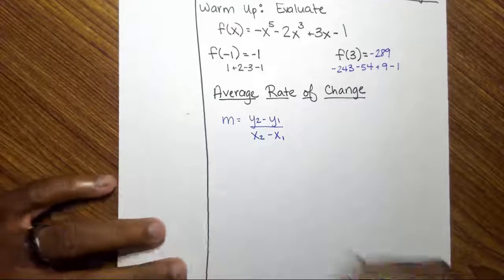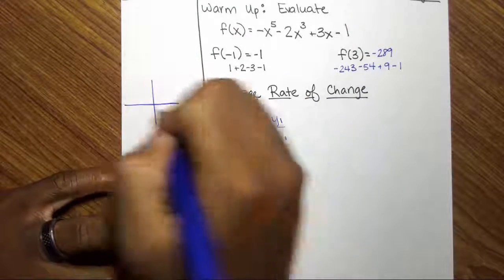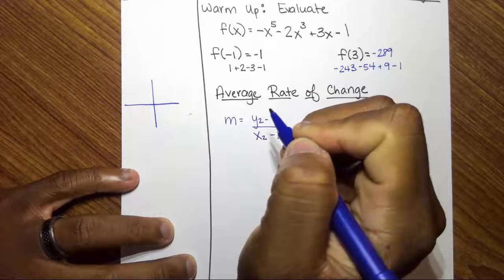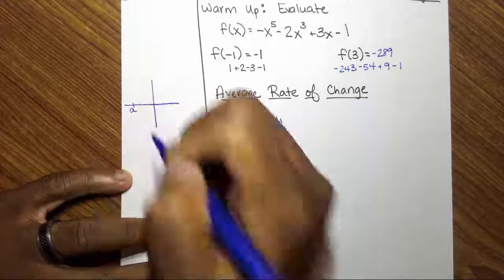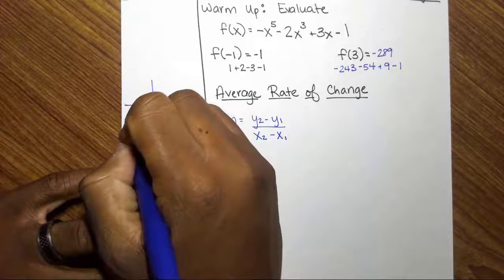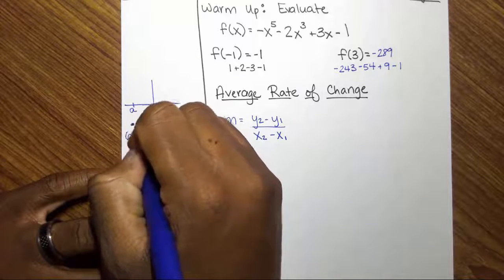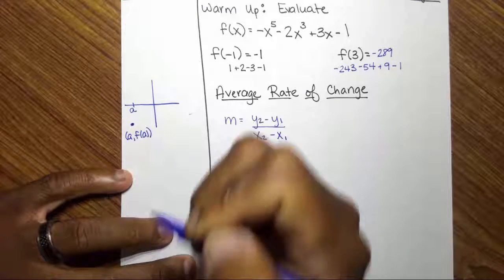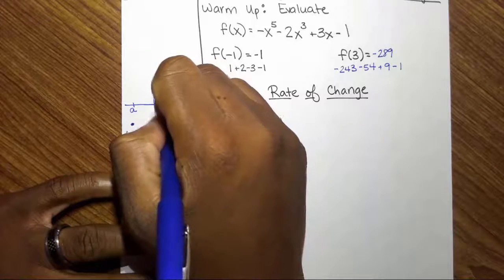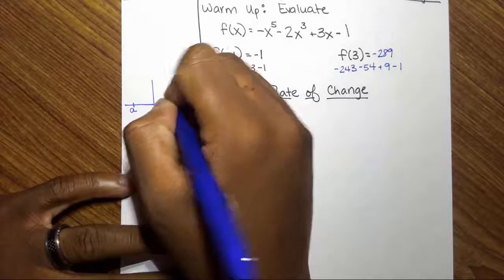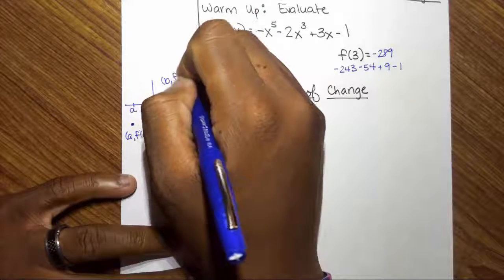And yesterday when we talked, we said we're going to do this now. We're going to take 2 points, which is x1, y1, x2, y2. But we're going to call the first point point A, and let it have an x coordinate of A and a y coordinate of f of A. And then we're going to take a second point and call it B, and let it have an x coordinate of B and a y coordinate of f of B.